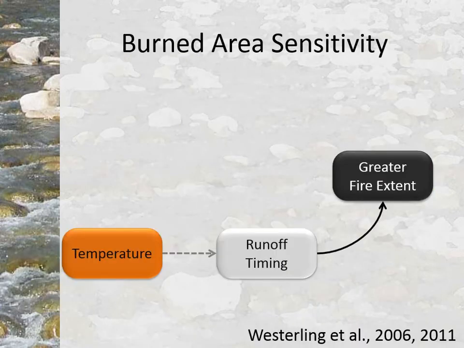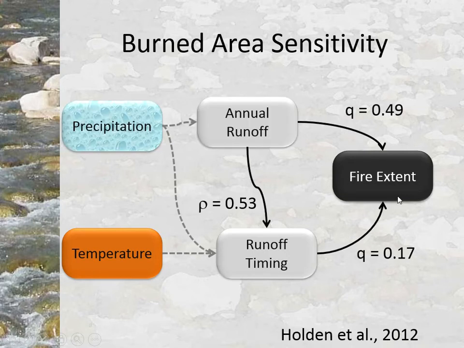Now let me go to not quite so strong of an example, but the Westerling story is that we have temperature increases which change our snowpack, which change our runoff timing, which give us a greater fire extent. Now if we add precipitation into that, the Holden et al. paper does that, we actually can see if we look at these metrics at the end that about 3 times more information historically has come through the precipitation pathway than through the temperature pathway.